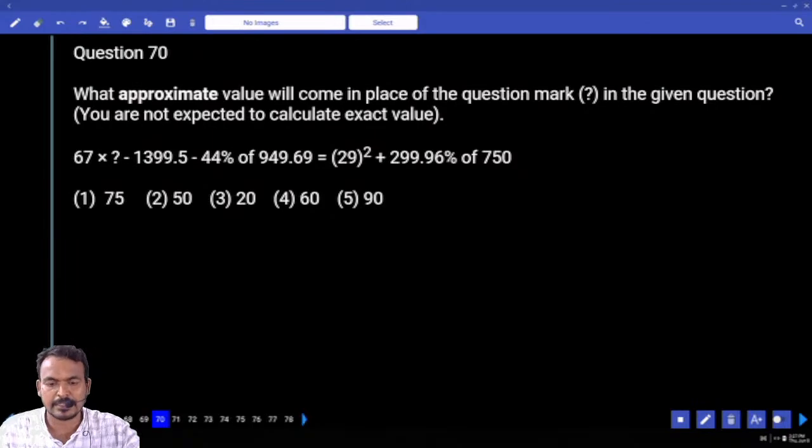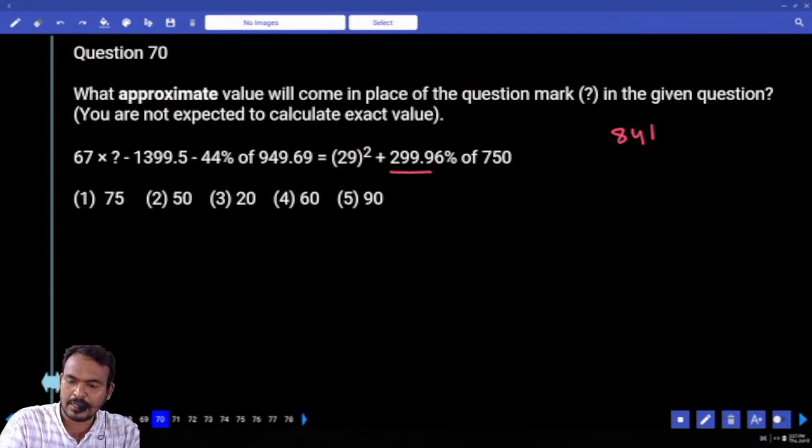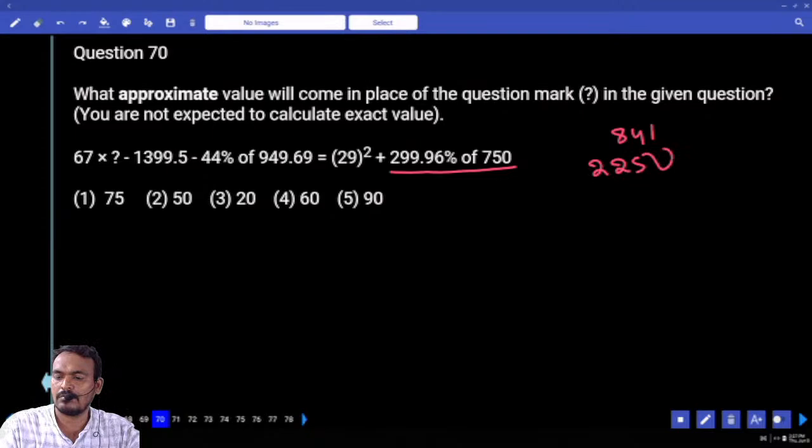First priority, right hand side value. What is the 29 square? 841. Another one, 300% of which one? 750. Nothing but 3 into 750 or not? 3 into 750 means 2250. Total it is 3091 or not? 3091. That is right hand side value or not?